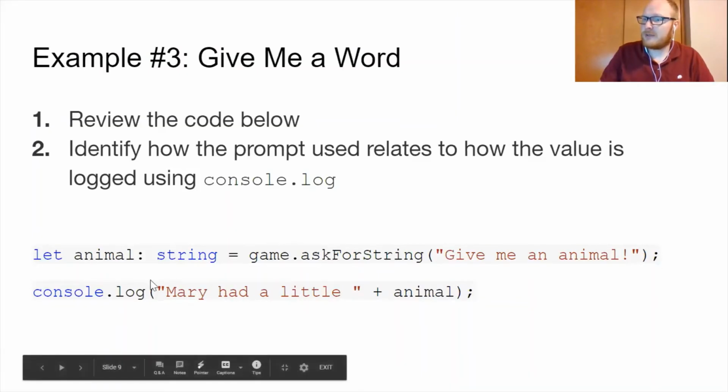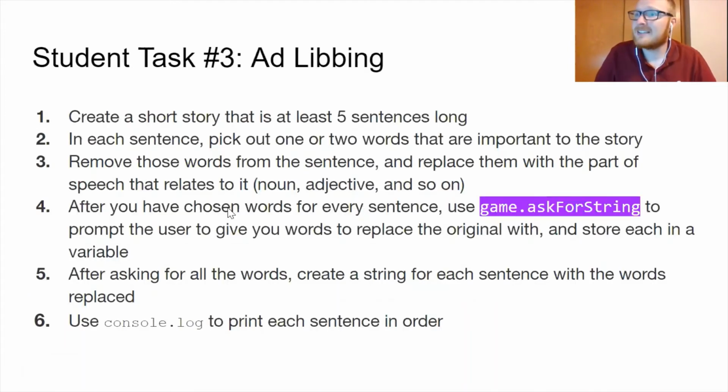Is that what you guessed would happen when we had this string like this? Hopefully. So here's your next task. Create a short story up to, you don't need to do all 5 sentences, but up to 5 sentences long. In each sentence, pick out 1 or 2 words that are important to the story. Remove those words from the sentence and replace them with a part of speech that relates to it. For example, if it's a noun or an adjective, and so on.